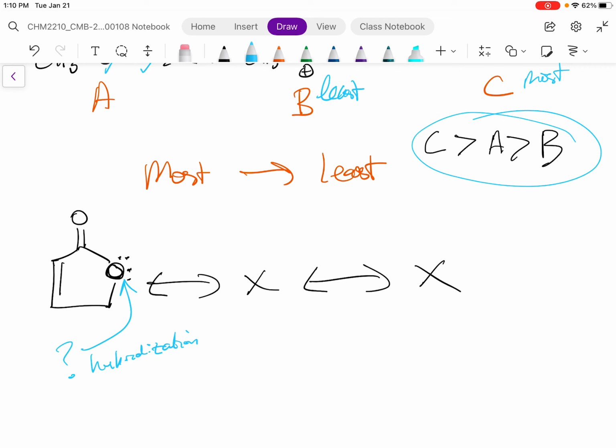So let's give you guys a few minutes. What resonance structures have you come up with?